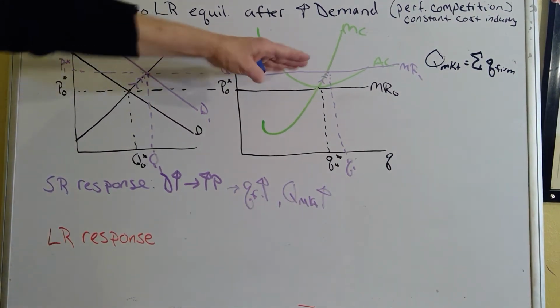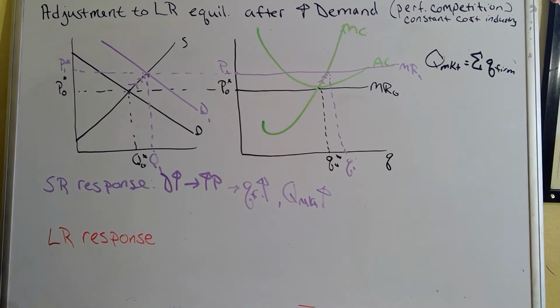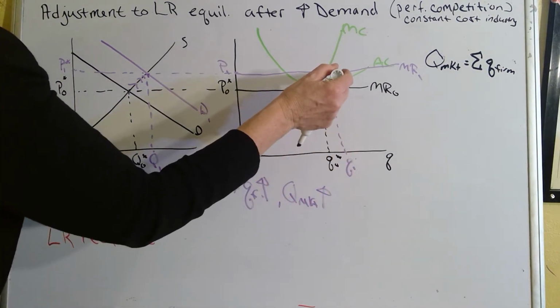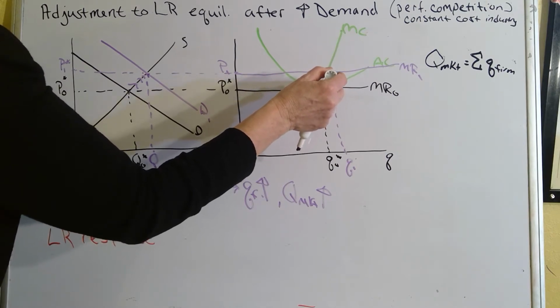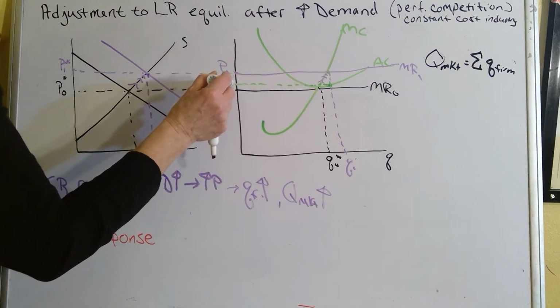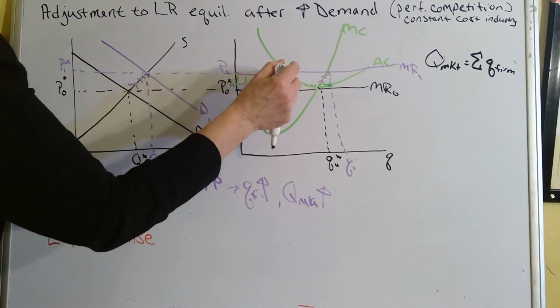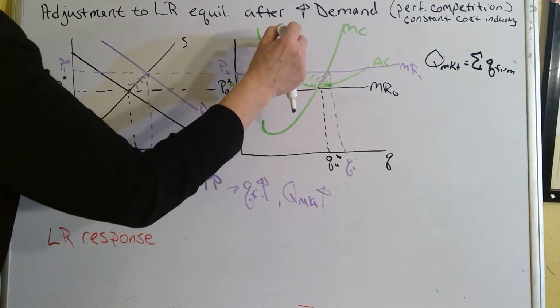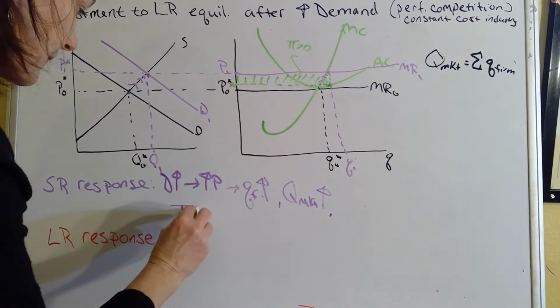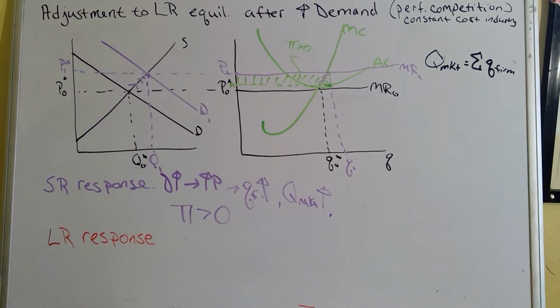And because the price is higher, you can see now where price equals marginal cost at that level of output, the difference between price and average cost is this area here. We've got a positive economic profit. At the new Q star, our price is greater than our average cost, so our profit is greater than zero, which makes the firm happy because they're making positive economic profit.